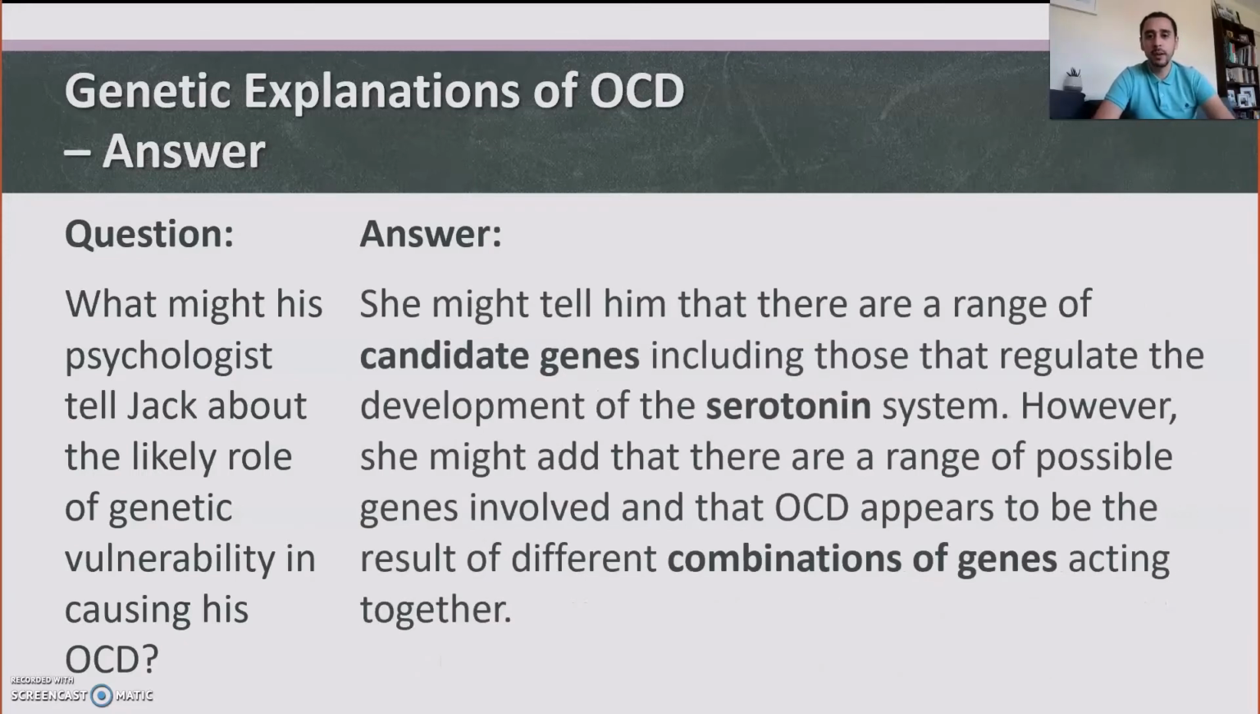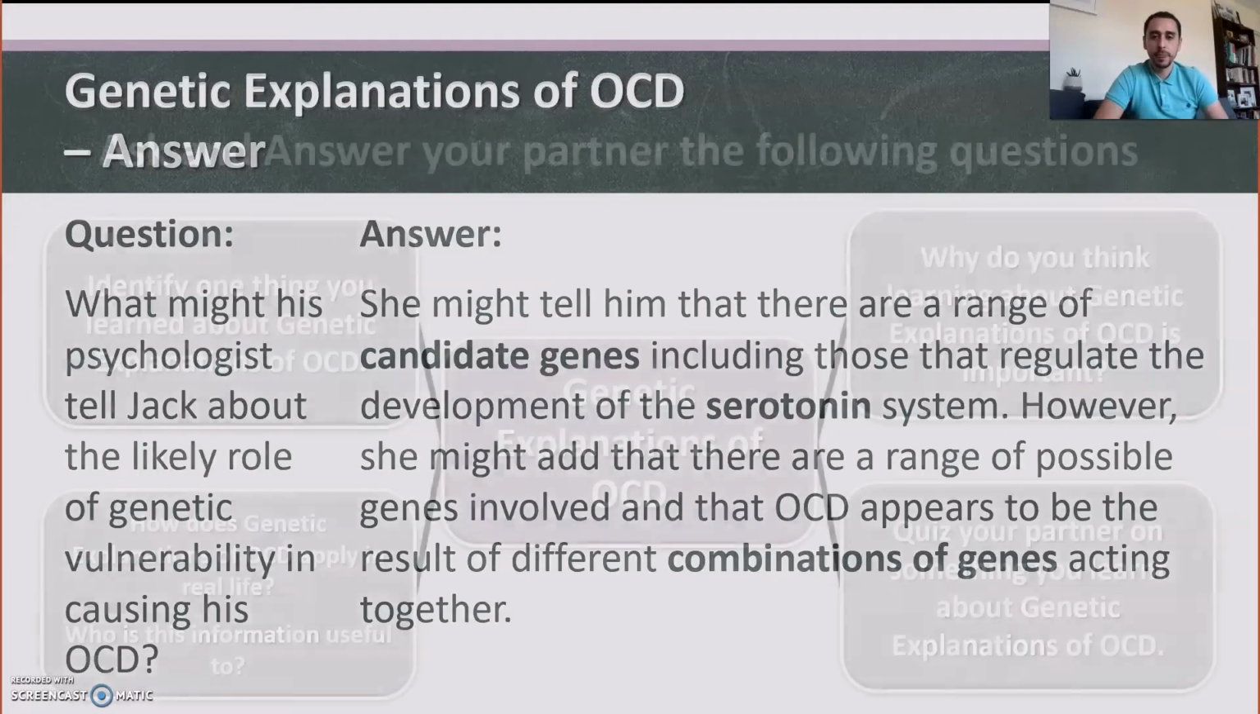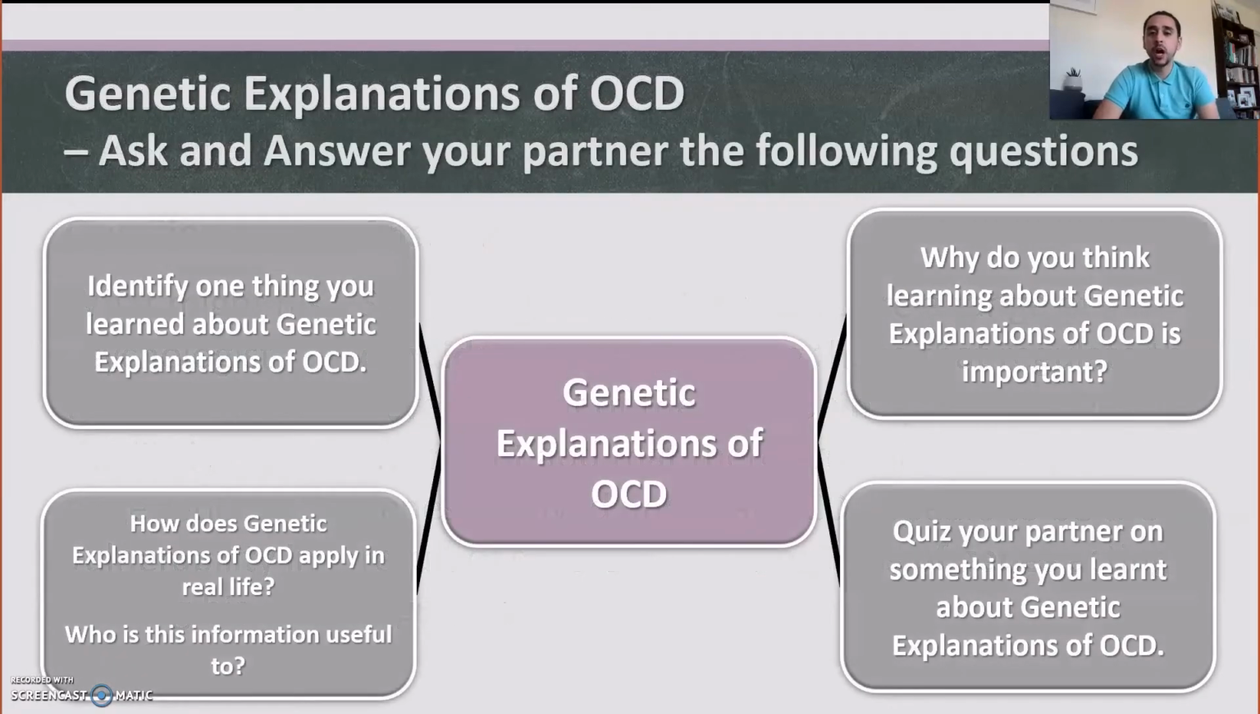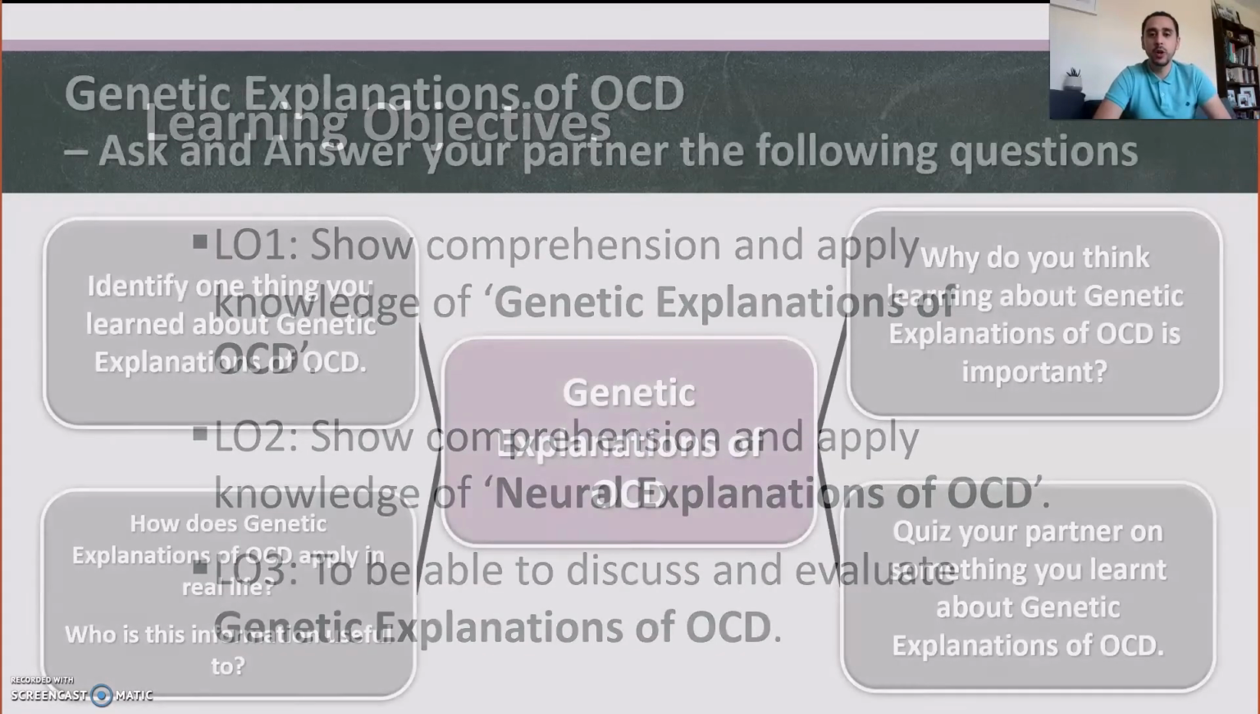She might tell him that there are a range of candidate genes, including those that regulate the development of the serotonin system. However, she might add that there are a range of possible genes involved and that OCD appears to be the result of a different combination of genes acting together. There is no one OCD gene. There's a collection of genes, okay? It's polygenic. And those are the genetic explanations of OCD.